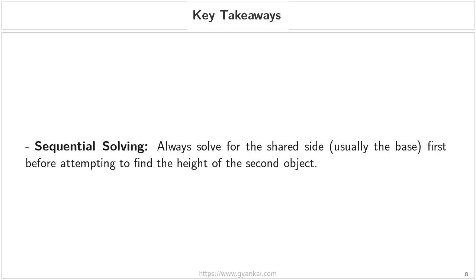First, remember the principle of sequential solving. When you are faced with multiple objects, do not feel pressured to find the final answer immediately. The secret is to always solve for the shared side, which is usually the horizontal distance or the base, before you even attempt to find the height of the second object. In our example, we couldn't find the flagstaff's height until we first used the building's data to find the distance from the observer to the base.